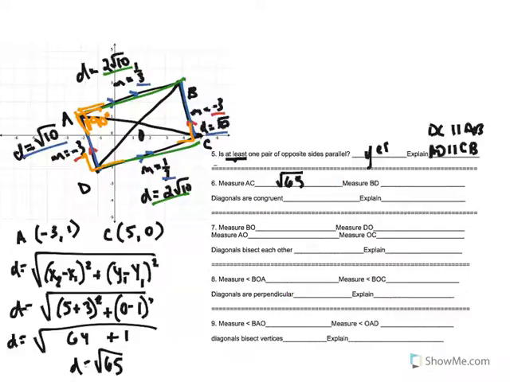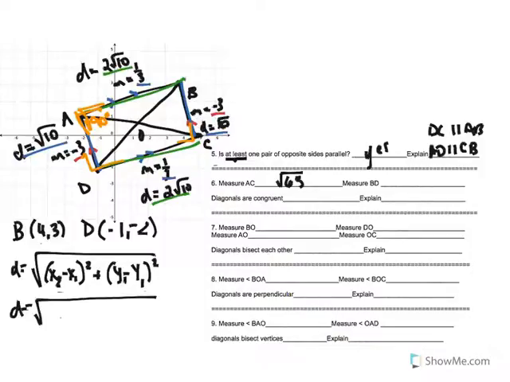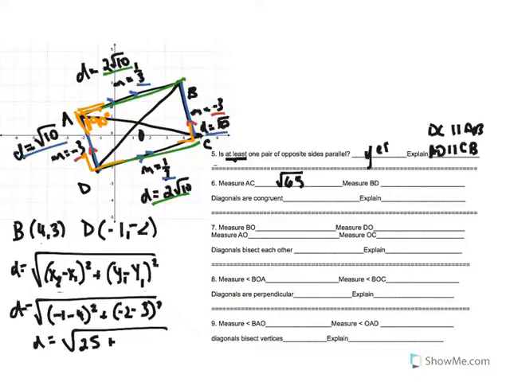Now let's do BD. I'm just going to erase this part here. I'll put BD up here for reference. B here is 4, 3. And D is -1, -2. Okay, so let's use those values. We have distance equals the square root of x2 is -1 minus 4 squared plus y2 is -2 minus 3 squared. So here we get distance equals the square root of -1 minus 4 gives me -5 squared gives me 25 plus -2 minus 3 more gives me -5 squared gives me 25. Distance equals the square root of 50.